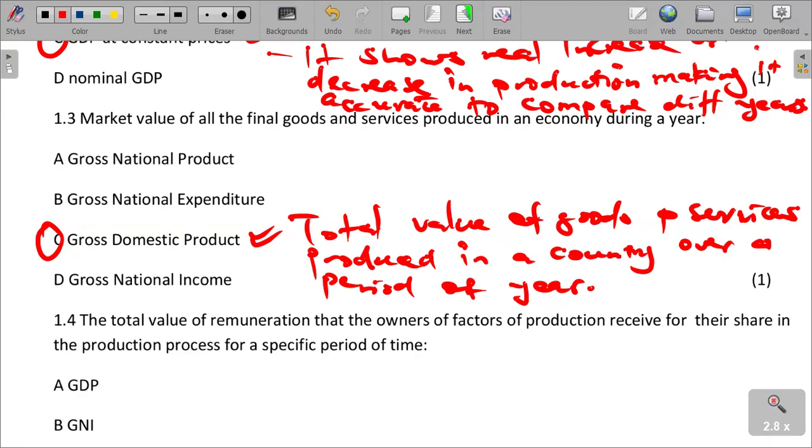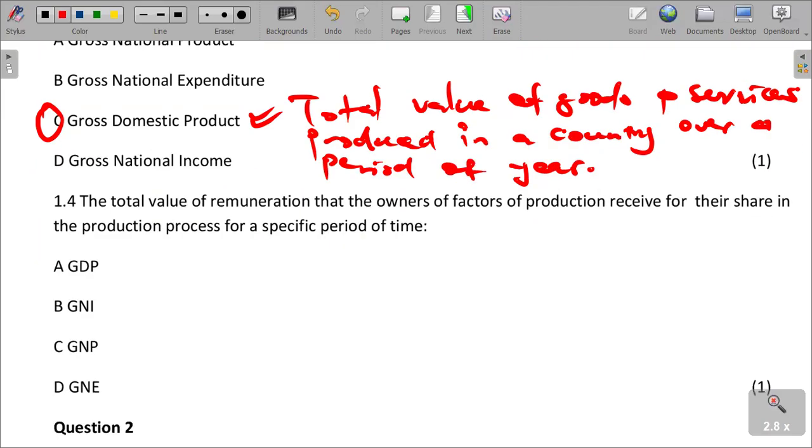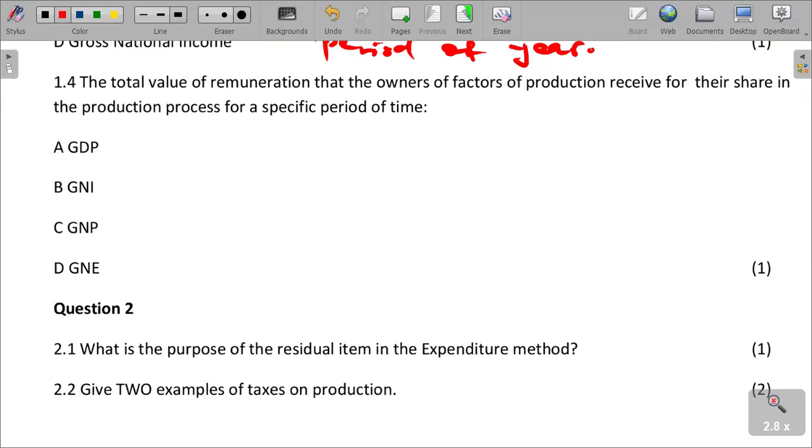We calculate that, we are saying that is calculating GDP, and then the total value of remuneration that the owners of factors of production receive for their share in the production process for a specific period of time. Total value of remuneration. Remuneration, we are talking about compensation, about payment, that which are the owners of factors of production. Remember, we said that owners of factors of production are households. We say these are consumers. Consumers are the owners of factors of production.